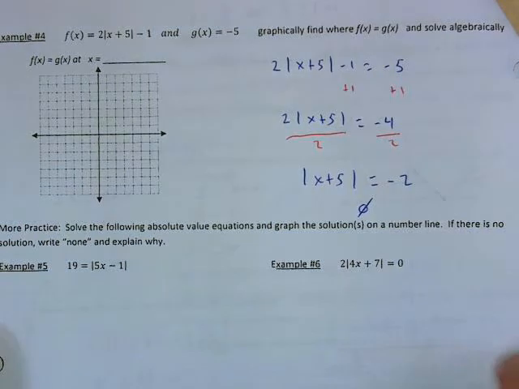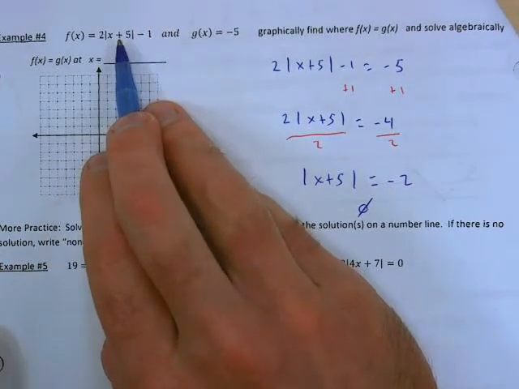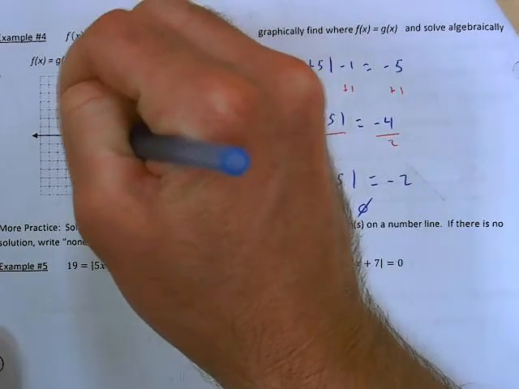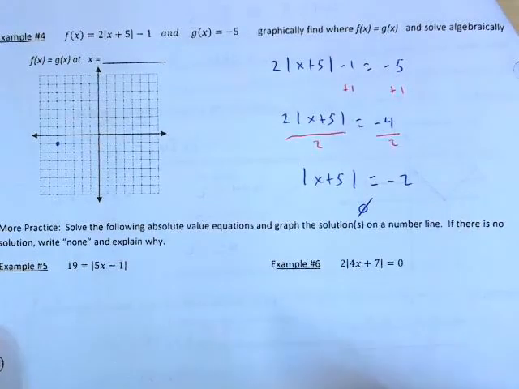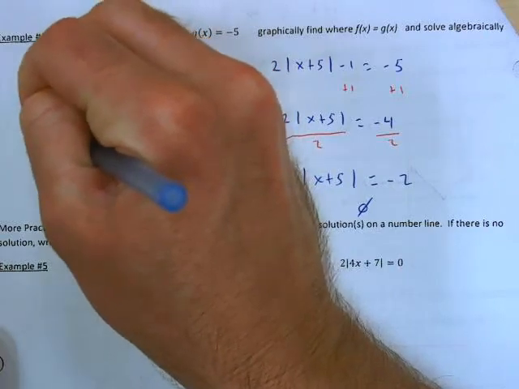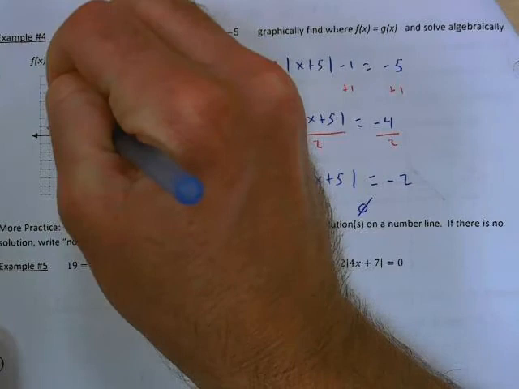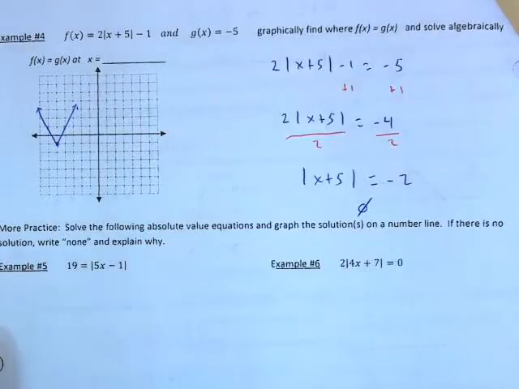Okay, now what does that look like on the graph? Well, if I graph this function, my vertex is going to be at negative 5, comma negative 1. That's going to be right there with a slope of 2, so up 2 over 1, up 2 over 1 the other way. Those 3 points are enough. I can draw my V. It's about like that.